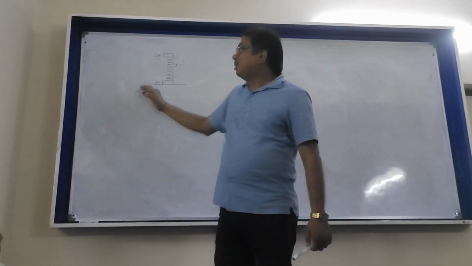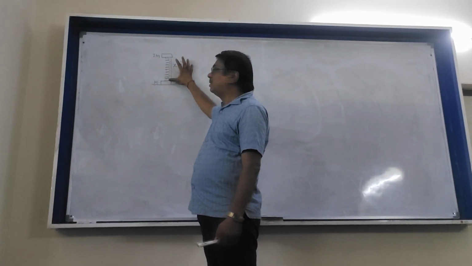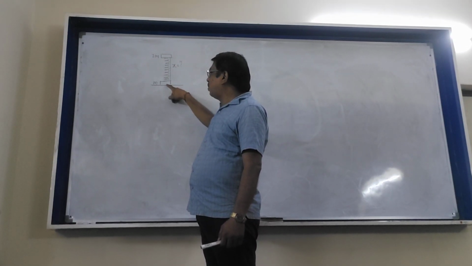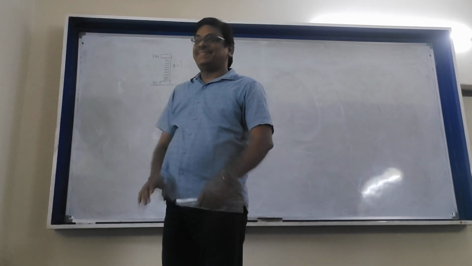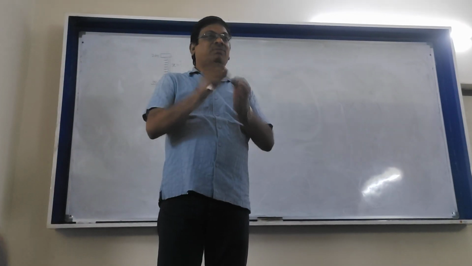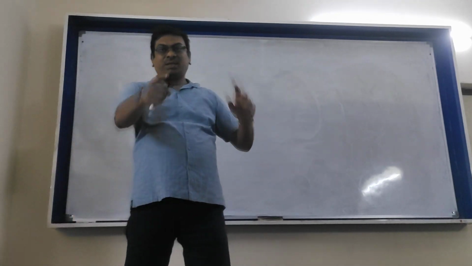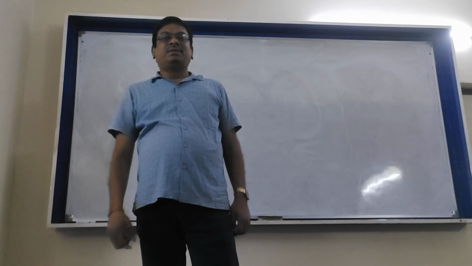Now what is given is the moment this thread is burned, when the thread is burned, then this block just jumps off. The lower block just jumps off after the thread is burnt. So what is x? Take down this question. Write down.